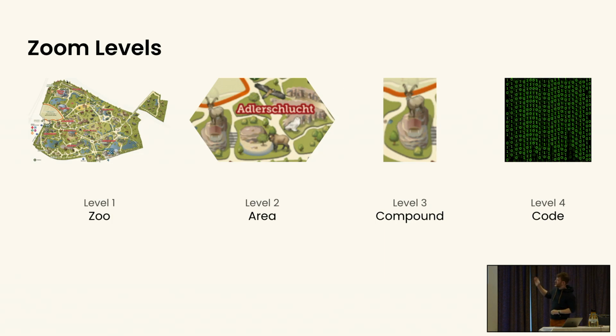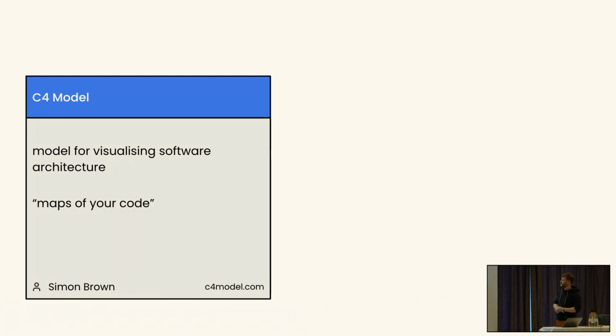So this is how I sliced it down, or gave it the different zoom levels. On the highest zoom level, we have the entire zoo. Then we see the mountains in this case, and then we have one compound. And later on, we go into the code. This is actually based on the C4 model by Simon Brown. It's a way to model your software, to visualize it. It's sort of a map of your code. And luckily, I brought one. It's like Google Maps where you can zoom in, zoom out, and see more of the details or see it from a bird's eye view at a glance.